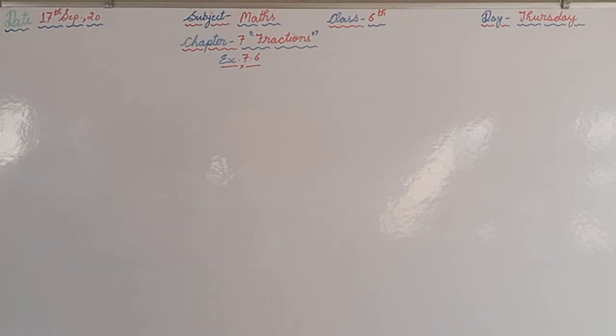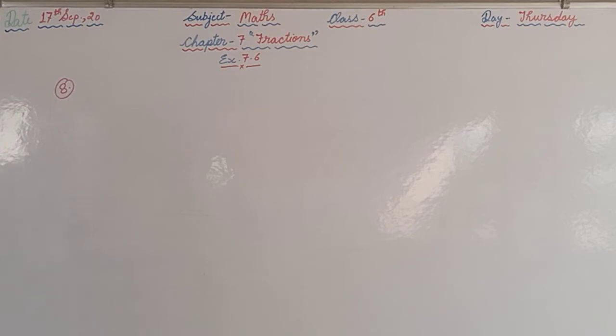And the next question is question number 8. Asha and Samuel have bookshelves of the same size partially filled with books. Asha's shelf is 5 by 6 full and Samuel's shelf is 2 by 5 full. Whose bookshelf is more full and by how much fraction?